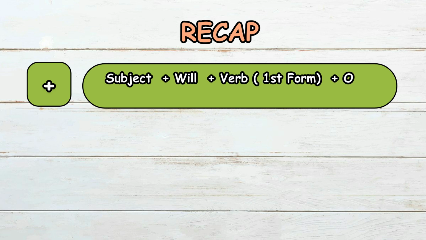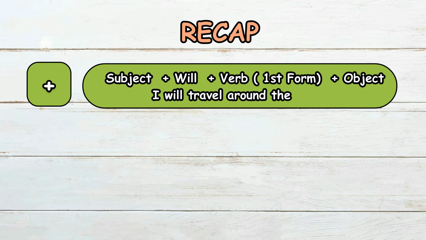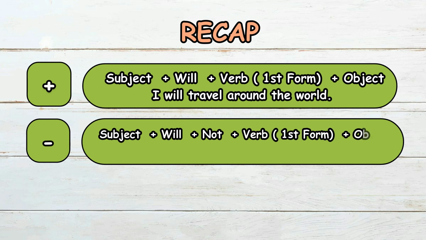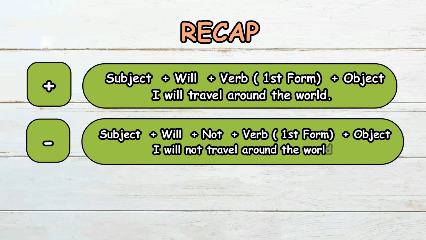So friends, this is all about simple future tense. Let's recap today's lesson. The structure of simple future tense in the positive sentences is like subject plus will plus verb first form plus an object. Hence, I will travel around the world. The structure of simple future tense in the negative sentences is like subject plus will plus not plus verb first form plus an object. Hence, I will not travel around the world.